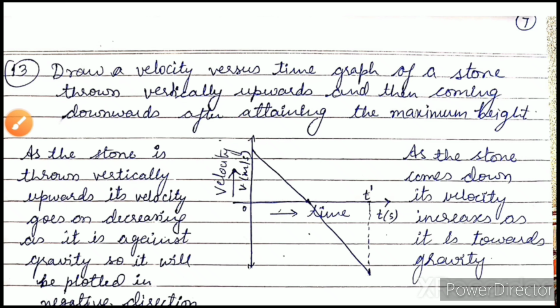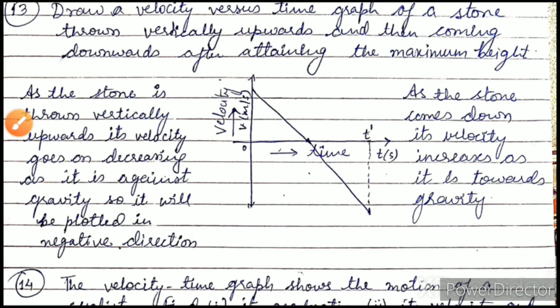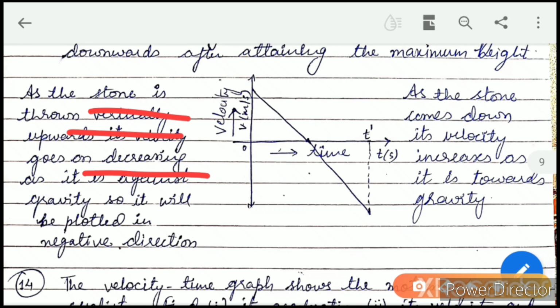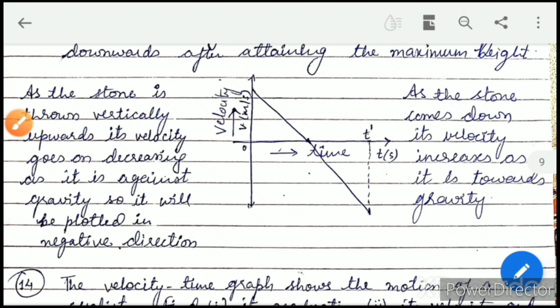Okay. So as the stone is thrown vertically, I have written all these things. As the stone is thrown vertically upwards, its velocity goes on decreasing against the gravity, so it will be plotted in the negative direction. As the stone comes down, its velocity increases as it is towards the gravity. Okay, but at last it will come to rest. So this is the velocity versus time graph.